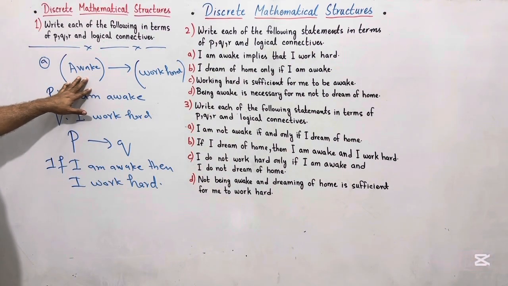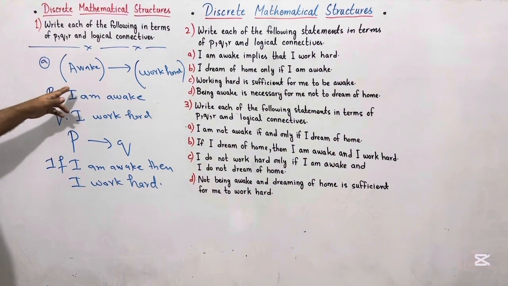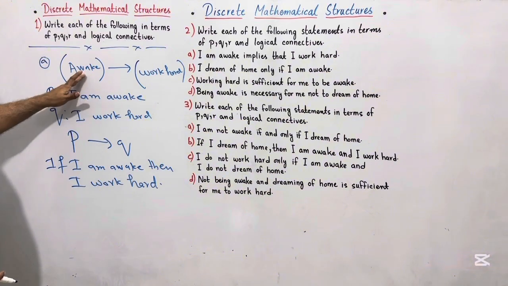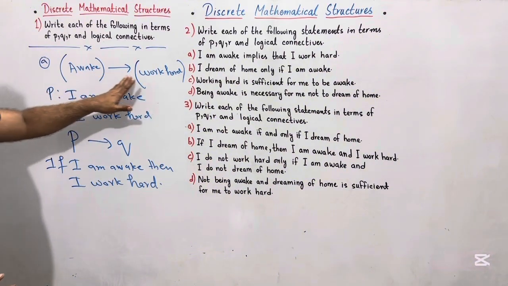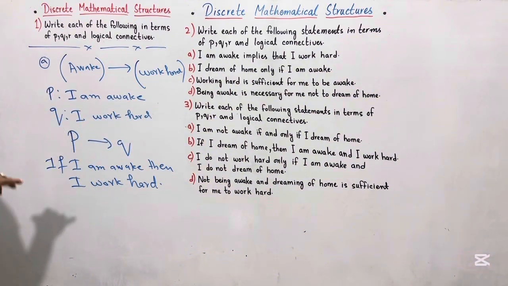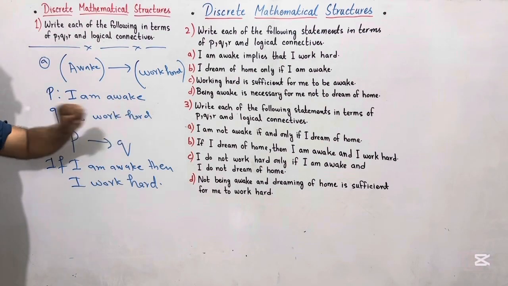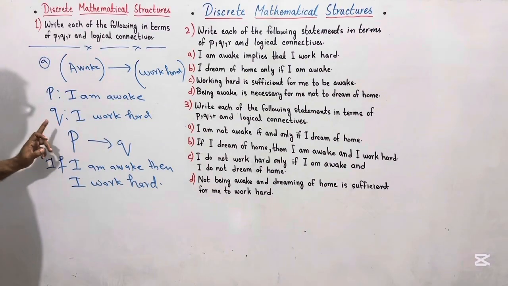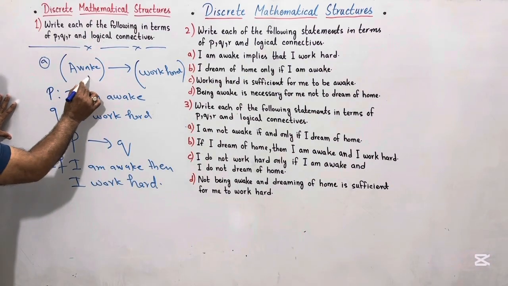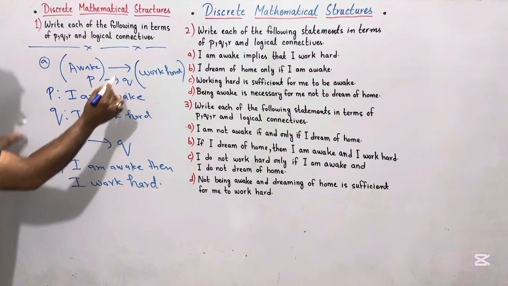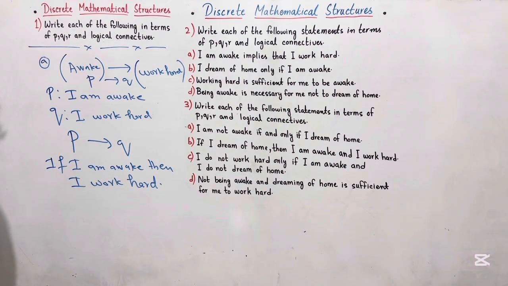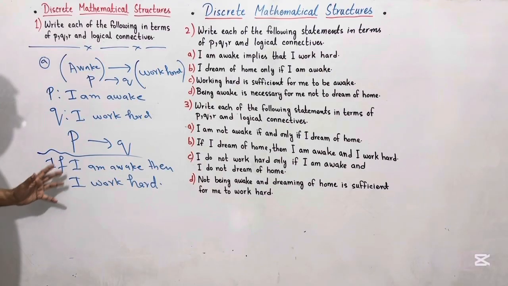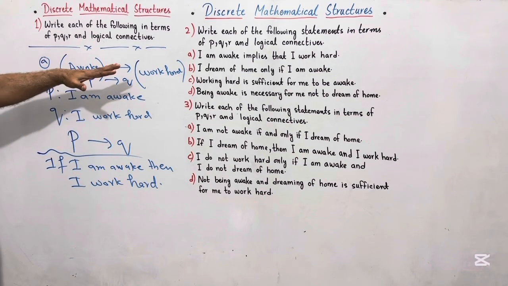First we have written keywords: awake implies work hard. It means if I am awake, then I work hard. Assigning them names, P is I am awake and Q, I work hard. We have translated them as P implies Q, or more appropriately, we can write if I am awake, then I work hard. That is a synonym for this one.